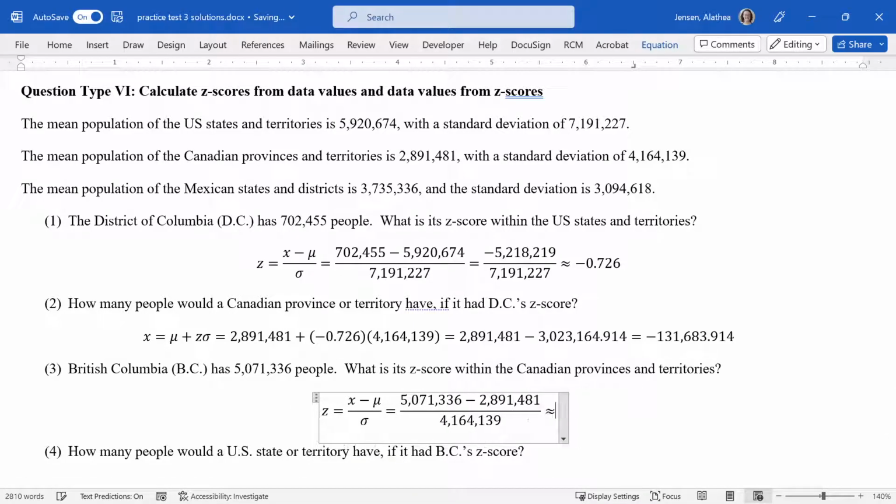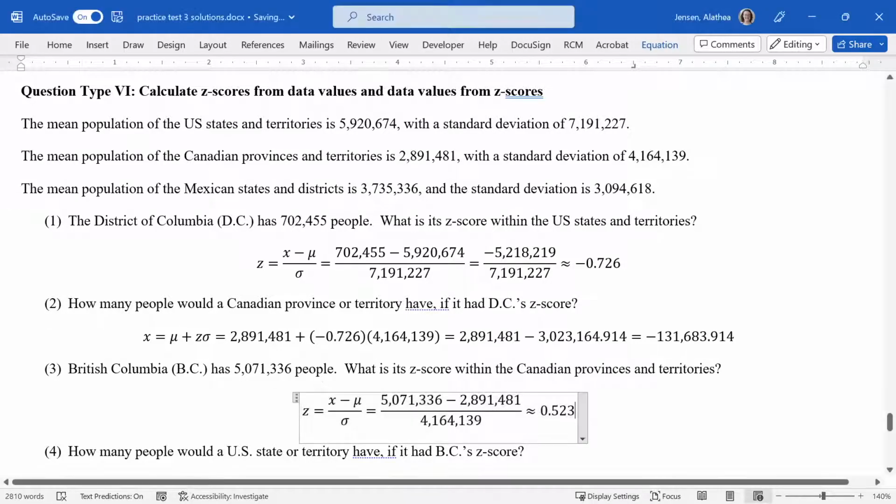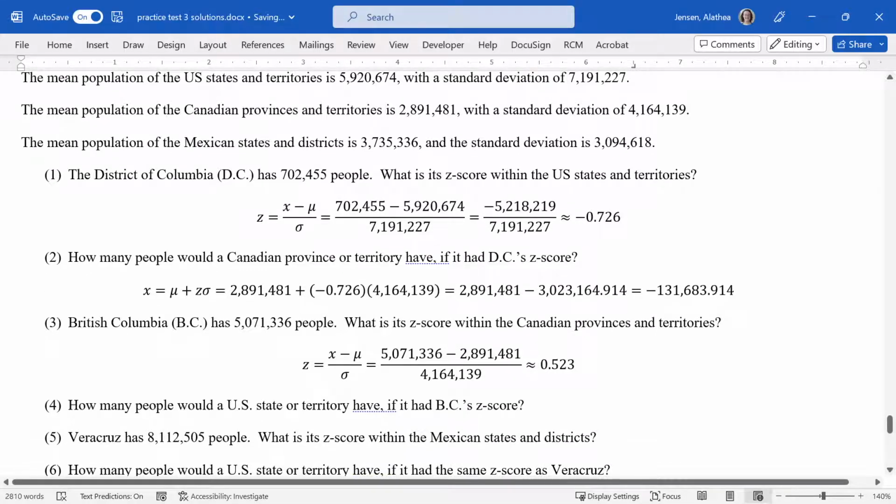Okay, and we're just going to chuck that into a calculator. I'm just going to go right to the final answer instead of demonstrating calculator order of operations. Okay, so I got 0.523. At least make sure that you got the right sign. So BC has more than the mean, so it should be a positive z-score, which it is. Similarly for DC, it was less than the US mean, so it should have been a negative z-score, and it was.